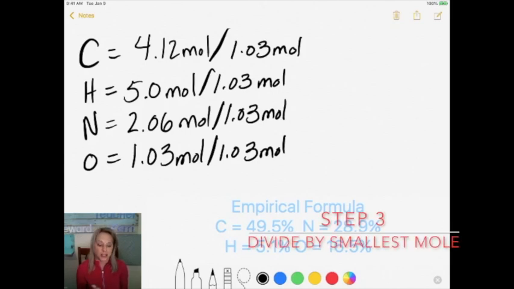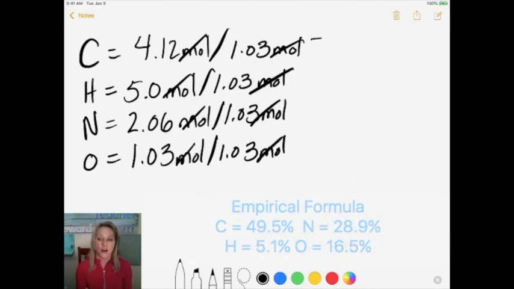So what we will do next is we will divide each of these moles by the lowest mole ratio. Now it's time to divide. Notice our moles will cancel and we will be left with no units, and these will become our subscripts. So in this case, for carbon, we end up with 4. Hydrogen, we come out to 4.85, which we are going to go ahead and round up to 5, and I'll talk about when we decide to round. Nitrogen, we have 2, and oxygen, we have 1.